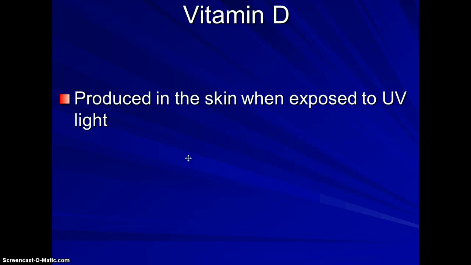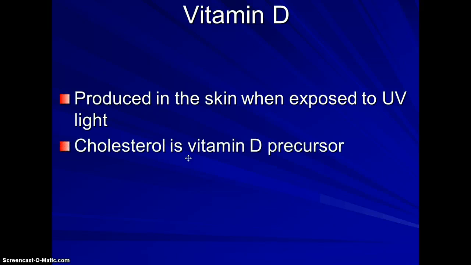All right, vitamin D. Vitamin D is produced in the skin naturally when the skin is exposed to ultraviolet light. Keep in mind that that ultraviolet light has to be unprotected, meaning sunscreen can't be on. Cholesterol is actually the precursor to vitamin D, and that's one of the reasons why cholesterol is not essential, is our body can make that.